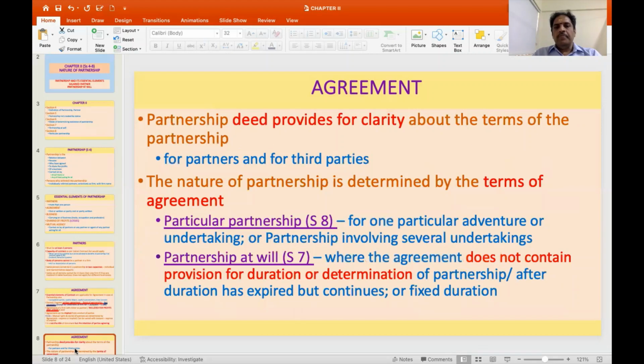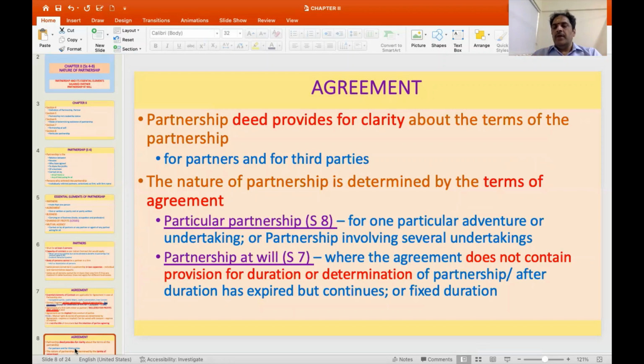Then the partnership deed is always necessary, and it's important to have it because it provides clarity about the terms of agreement between the parties, the ventures that they are taking up, and the inter se relationship between the partners, who will do what in the partnership firm.